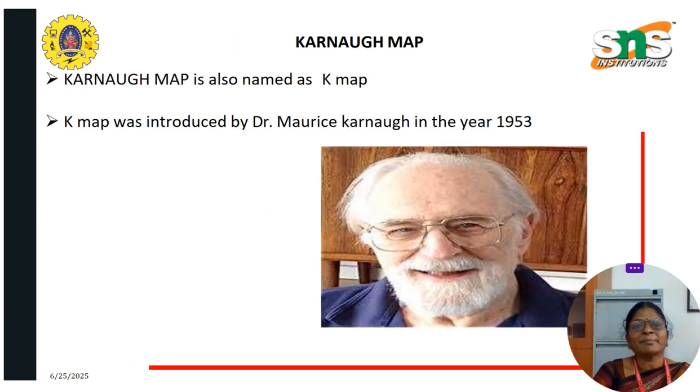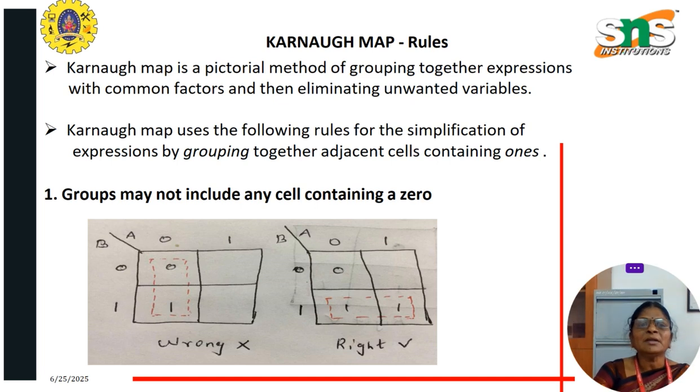So the history of K-Map: Karnaugh Map is also named as K-Map. It was introduced by Dr. Maurice Karnaugh in the year 1953. Let us discuss the rules of K-Map. So this K-Map is a pictorial method of grouping together expressions with common factors and then eliminating the unwanted variables.